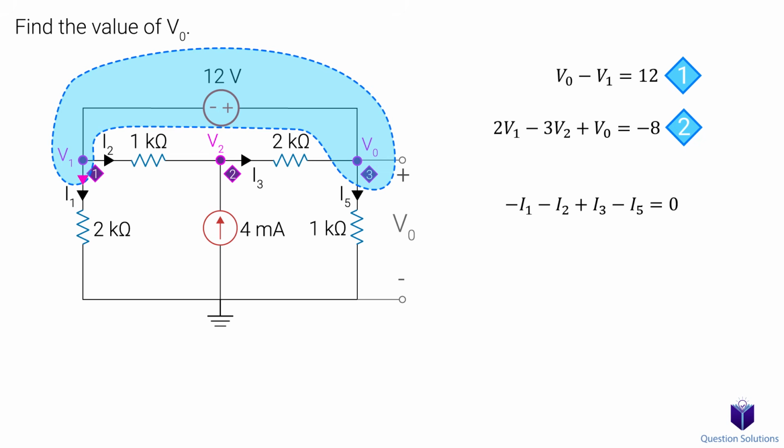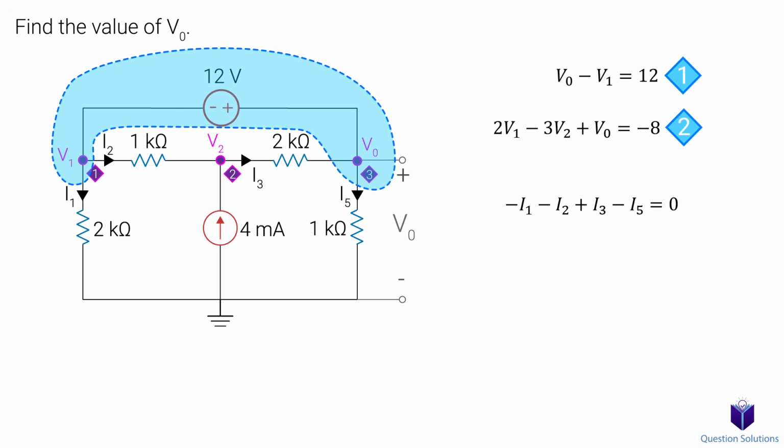We have I1 coming out, I2 coming out, I3 going in, and I5 coming out. It's important to note that we don't care about node 2. The reason I3 is accounted for is because it's going to travel this way and enter our supernode. This is also why we don't care about the 4 milliamps because it doesn't enter our supernode.